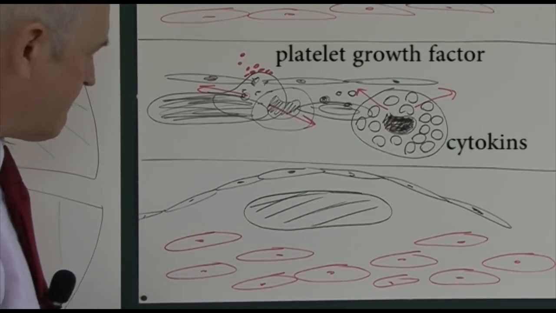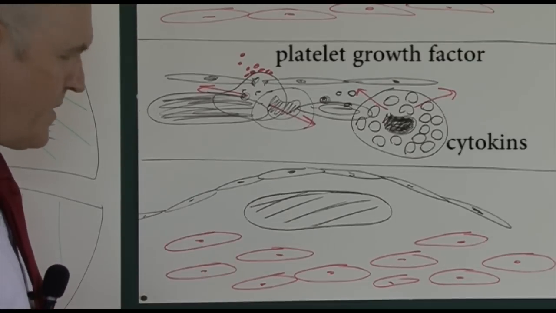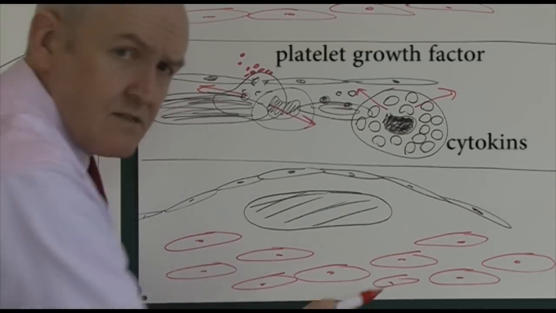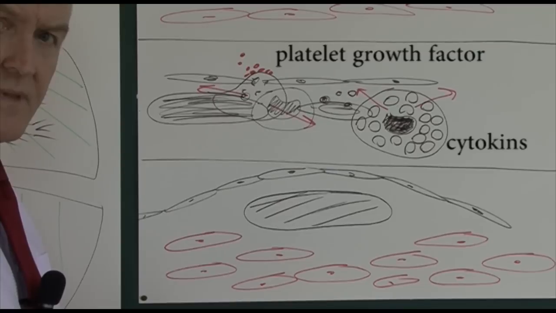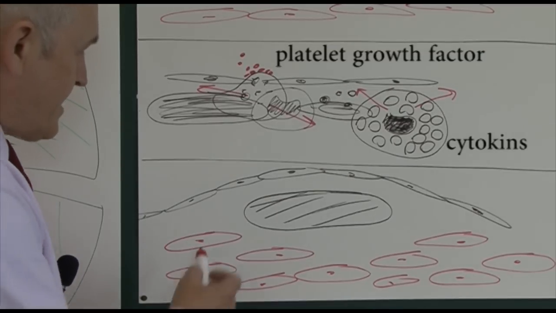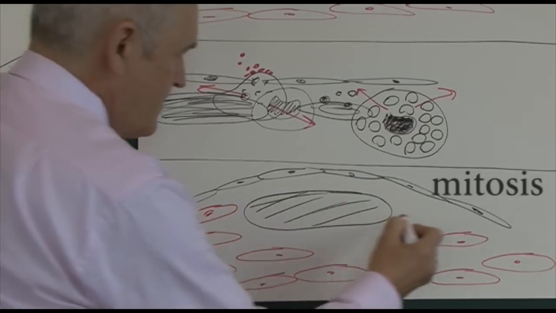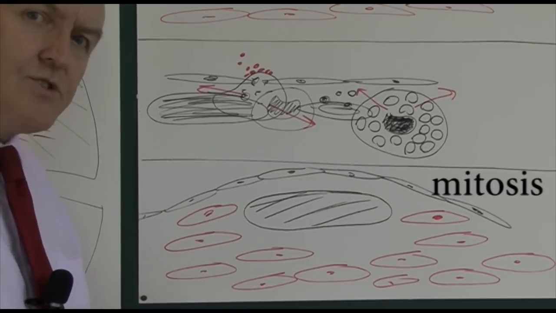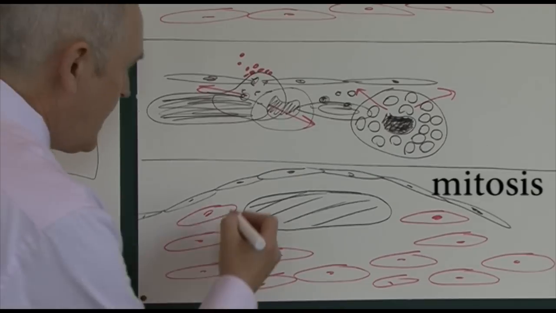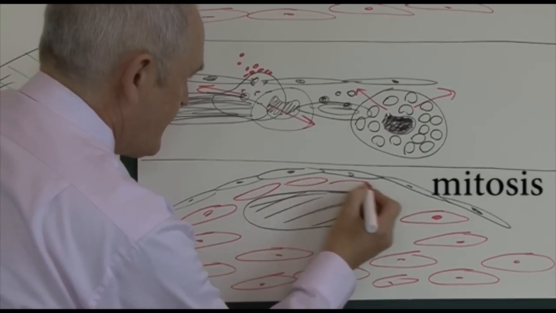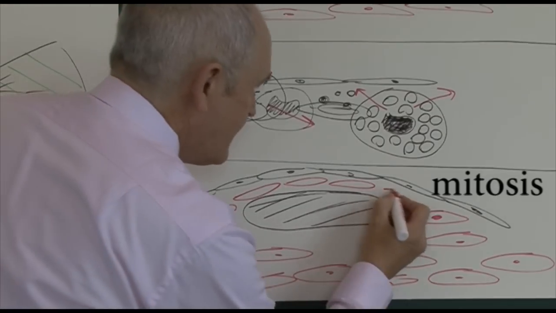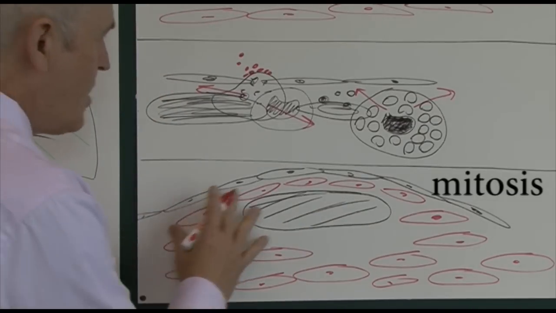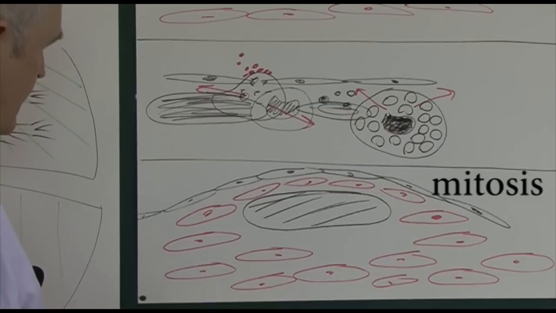Well, why is that? Well, the cytokines and growth factor affect these smooth muscle cells in the tunica media. And amazingly, what they do is they stimulate mitosis in these cells, so you get more of them. And the growth factors and cytokines also stimulate the migration of these cells. And they start to migrate over what we can now call an atheromatous plaque. They migrate over that and cover it.